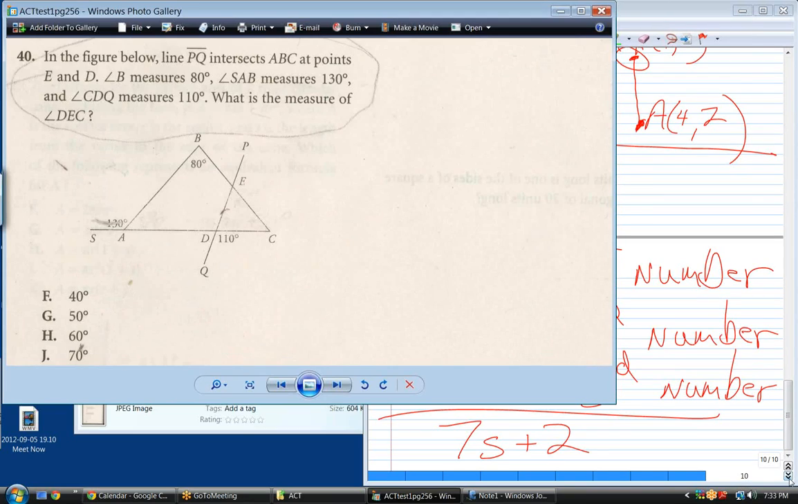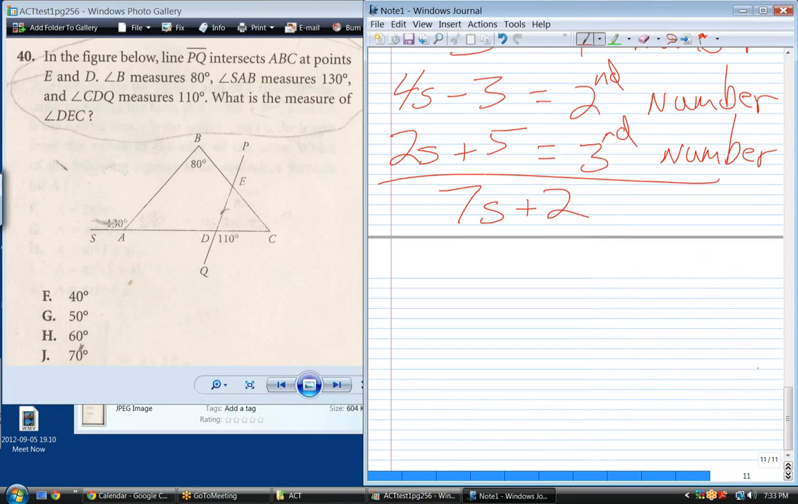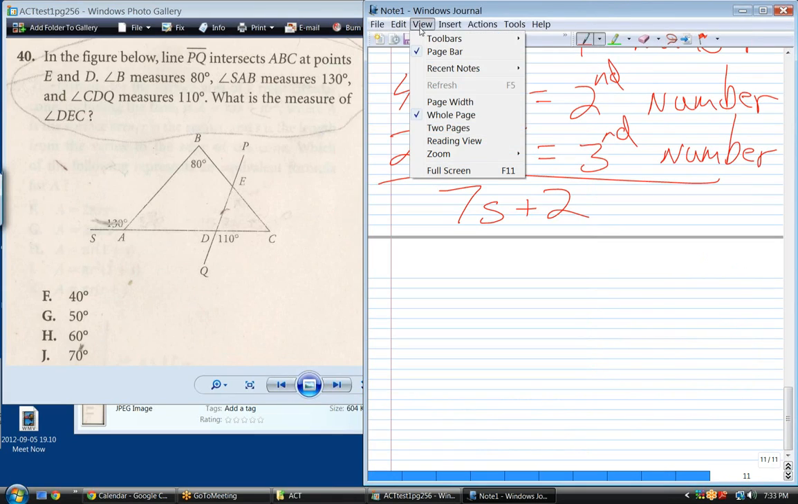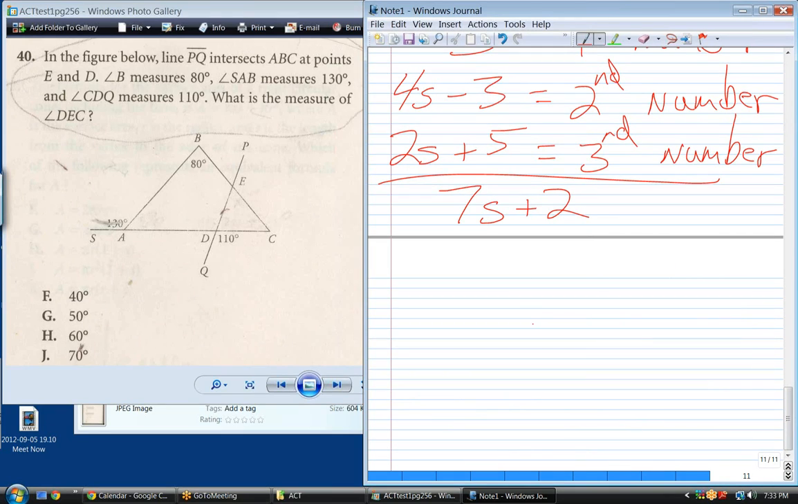Okay, a little geometry here. Now, when you're looking at geometry problems and they have triangles in them, what's the most important thing to remember about a triangle? What do I know about these three angles? That they all add up to 180 degrees? 180. That's the most important thing to remember.